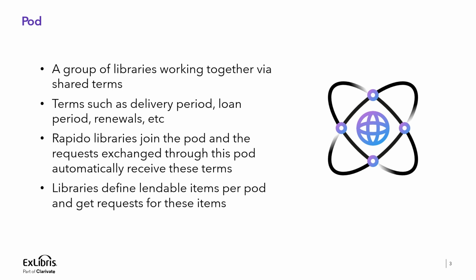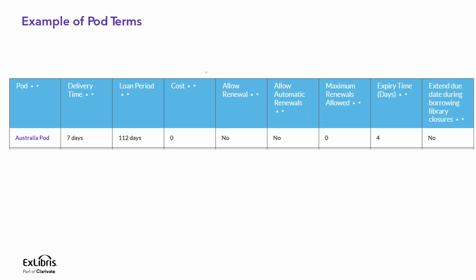Libraries also define the lendable items per pod. So as a lender, they only receive requests for the items that they define as lendable to this pod. An example of a pod that you might be familiar with today is the Australia pod, which works together via a 7-day delivery timeline, a 112-day loan period. They work reciprocally, charging no cost to one another. There are not renewals allowed in this pod, and the expiry time is 4 days.